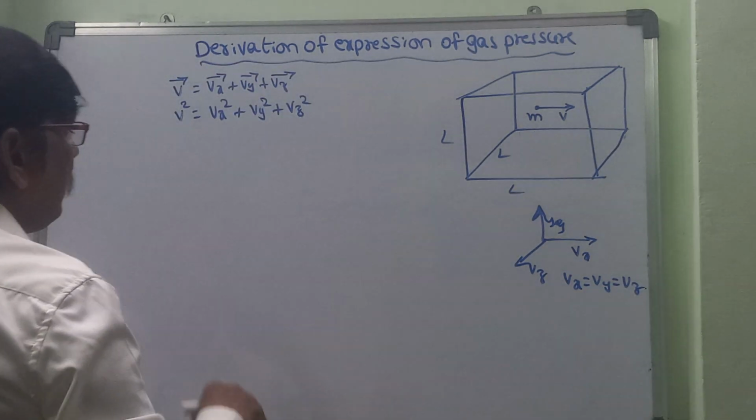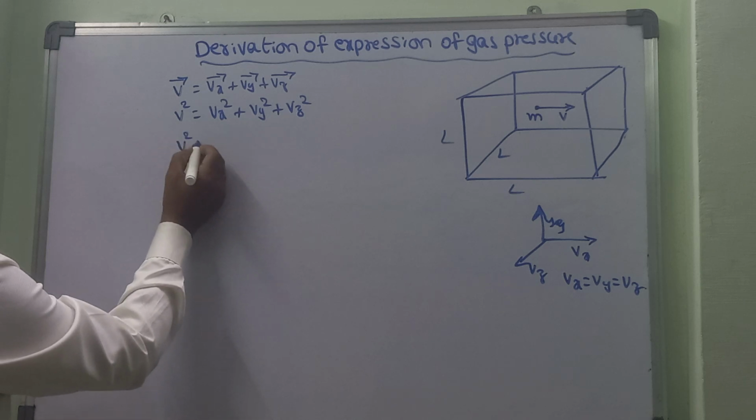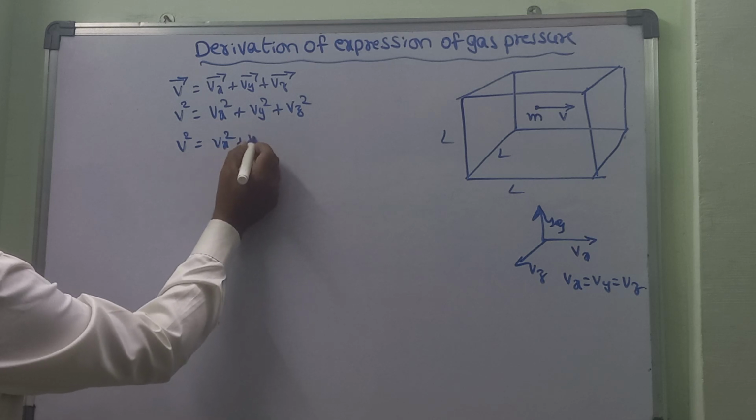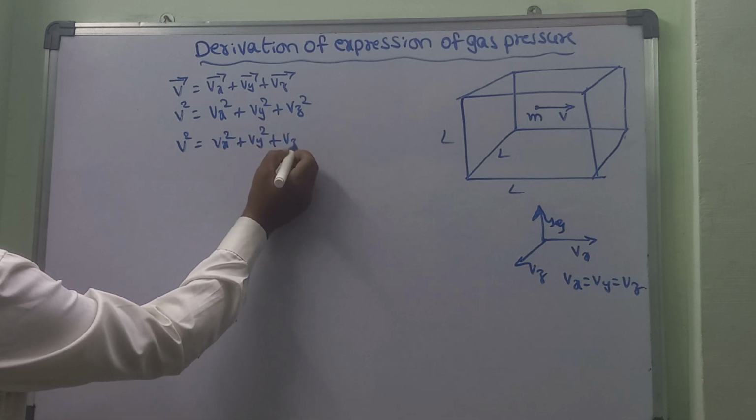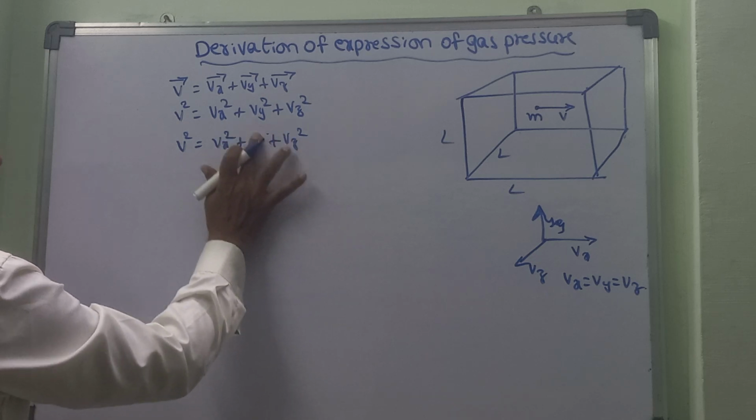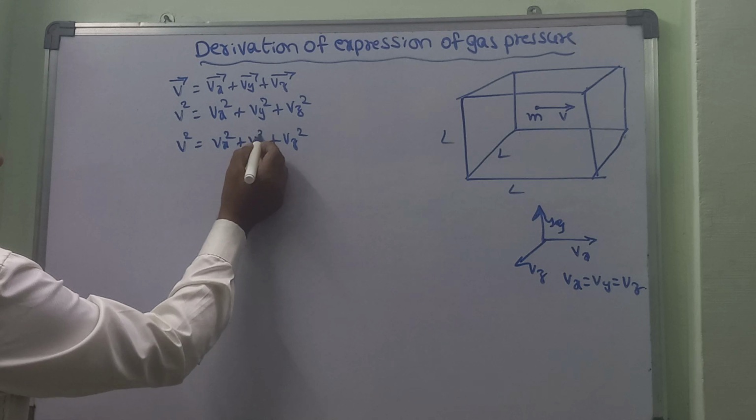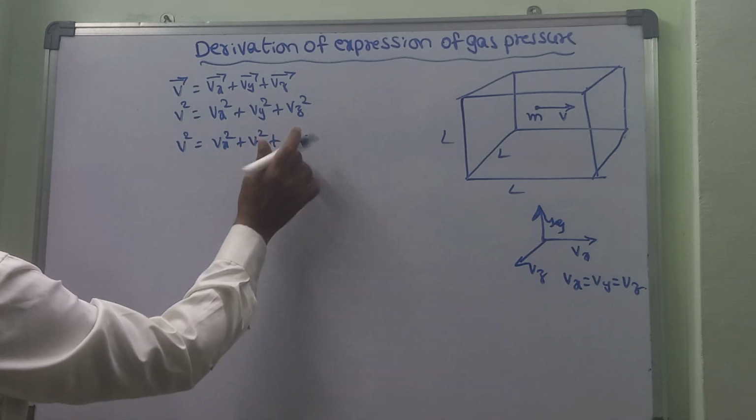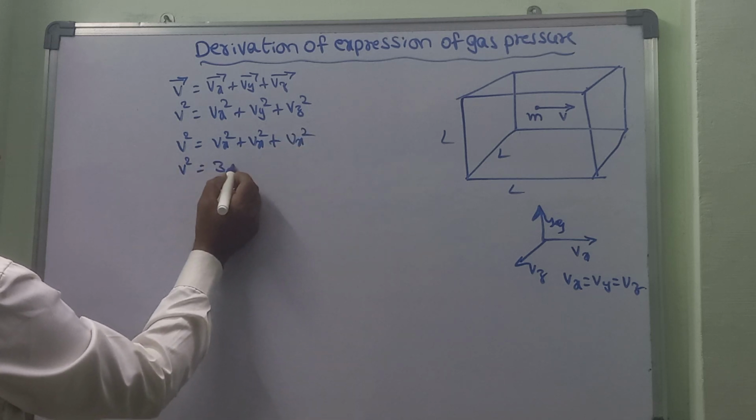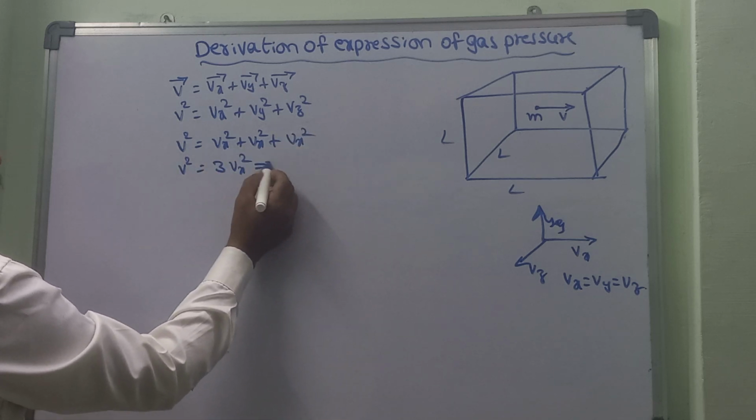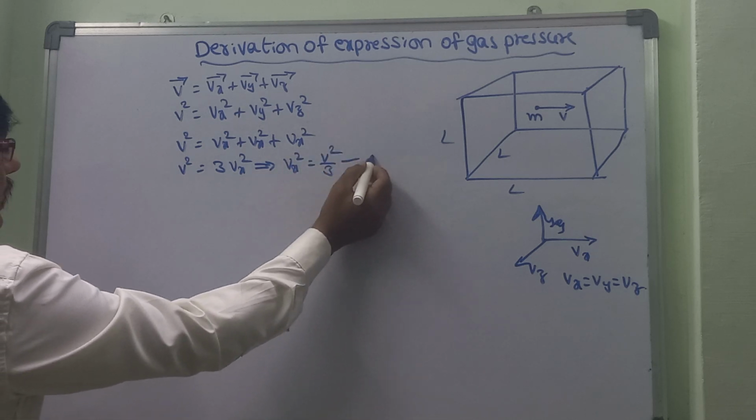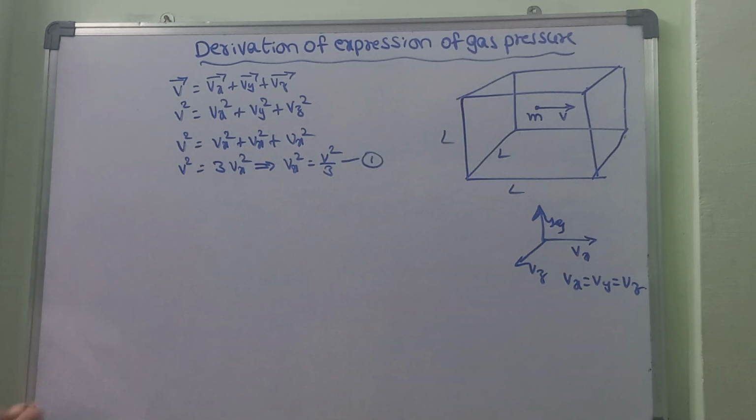For this, V square is equal to Vx square plus Vy square plus Vz square. Instead of Vy, let us write Vx, so this becomes Vx square, and instead of Vz, we can write Vx square. Then V square is equal to 3Vx square. Now Vx square is equal to V square by 3. Let us consider this as the first equation.